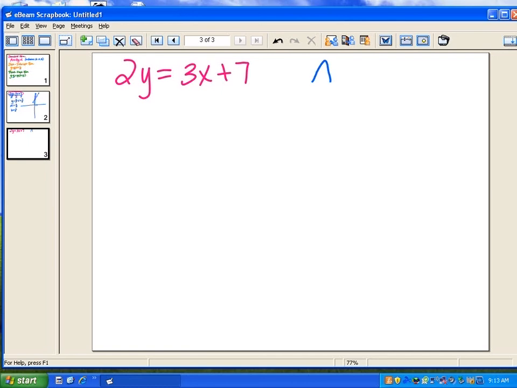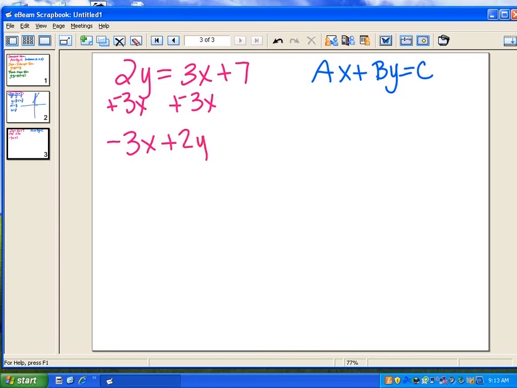And so I want to just remind myself of what standard form looks like. Okay? And now I'm going to say, all right, so the thing that has to move is this 3x. So in order to move it, I'm going to add the opposite. And if I add the opposite, I get negative 3x plus 2y equals 7. Standard form? Yeah. This is it.